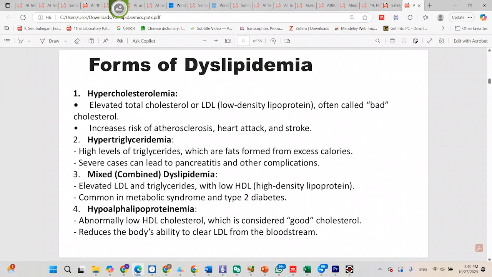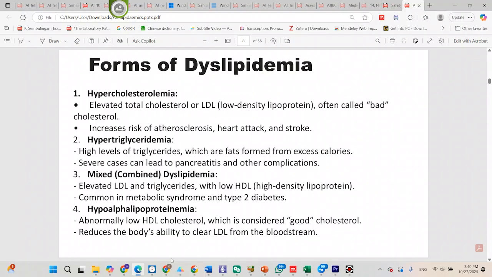Then hypertriglyceridemia is when the triglycerides are high, which results from excessive fat intake, excessive calories, and all of that. Like we said, severe cases can lead to pancreatitis. It can also in itself raise LDL. Then we have mixed dyslipidemia. This is when we have elevated LDL, elevated triglycerides, and low high density lipoprotein, and it is common in metabolic syndrome and type 2 diabetes mellitus.